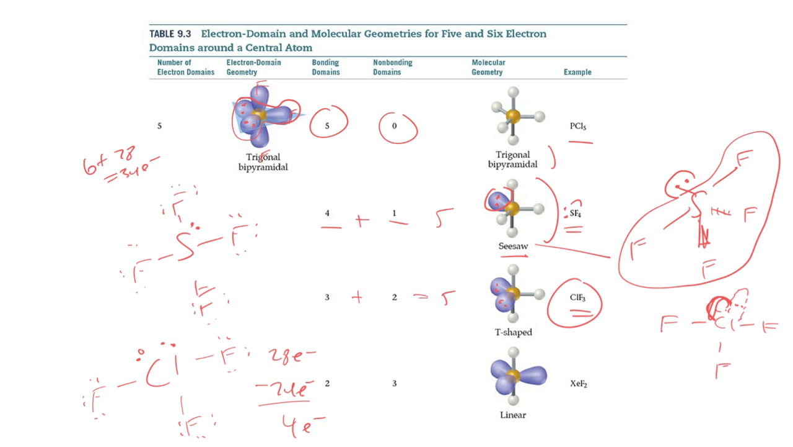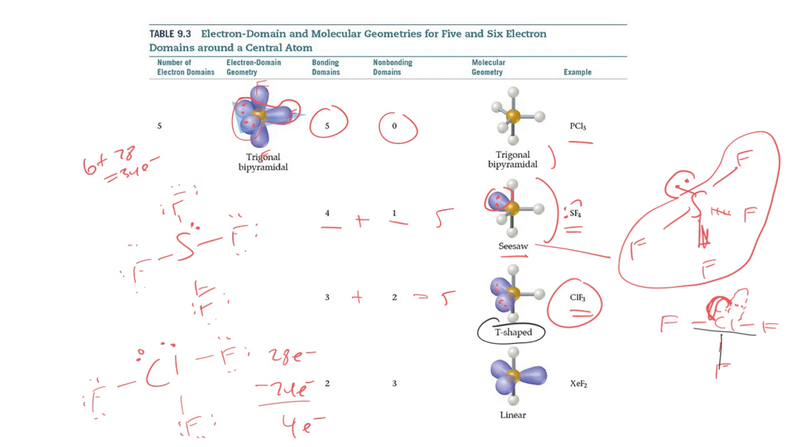And now if you notice this shape here, do you see how this looks like a T? And so we call this the T-shaped molecular geometry. And so you can predict T-shaped geometry anytime you have 3 bonding domains and 2 non-bonding domains. This is the shape of the molecule.